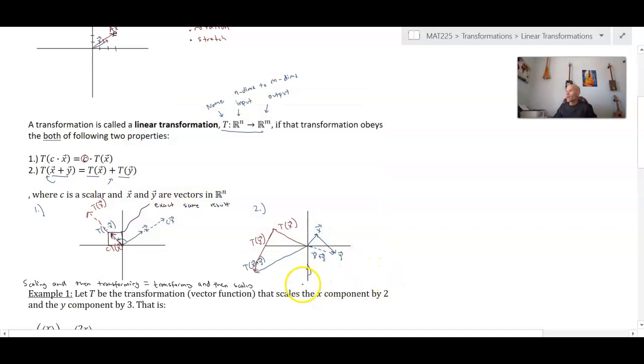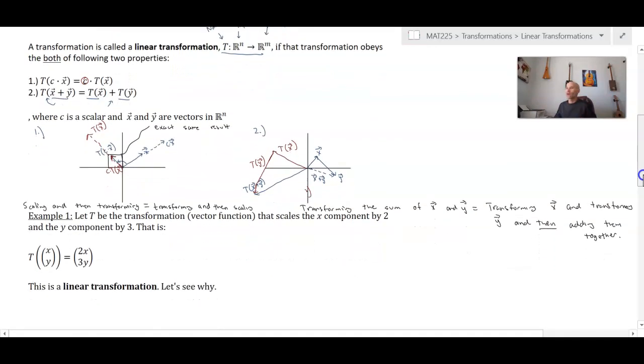So I want to write also that transforming the sum of x and y equals transforming x and transforming y and then adding them together. At this point, this is just a definition. I'm not telling you why this is useful quite yet, because we're going to just become familiar with how we test for a linear transformation. Okay, let's take a look at one.